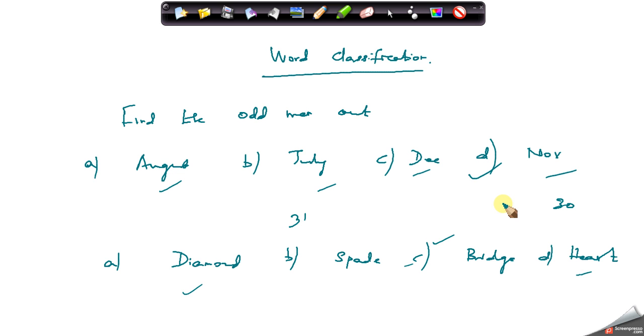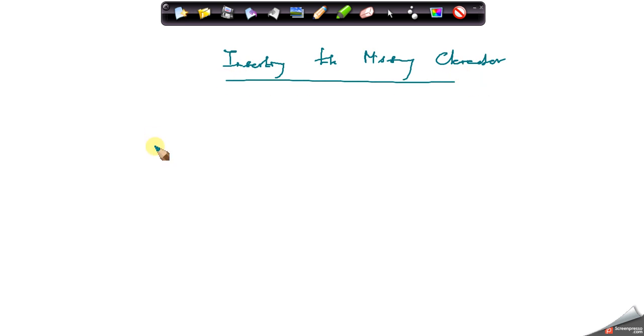Remember that. We can add one more concept with this one, inserting the missing character, so that we can study both things together. Inserting the missing character. Find out this one. This is a standard question, I can say that. We can have something like this: 16, 109, 2, 5, and 6.